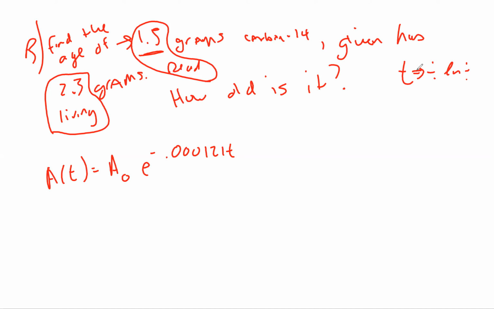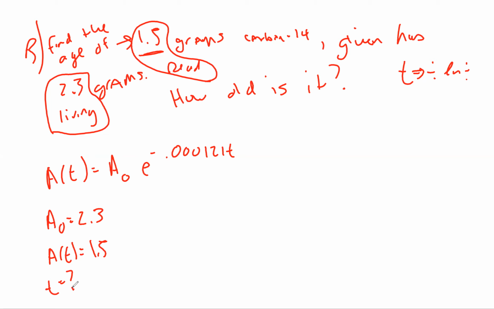Let's keep going. A living creature has 2.3 grams. So that's going to be my A sub 0. That's how much you start with, right? When you're alive. Well, my A of t, which is how much I will have in the future, in this case is 1.5. I started with 2.3. I died. And now I have 1.5. And the only other variable in this entire problem is t. And t is what I don't know.